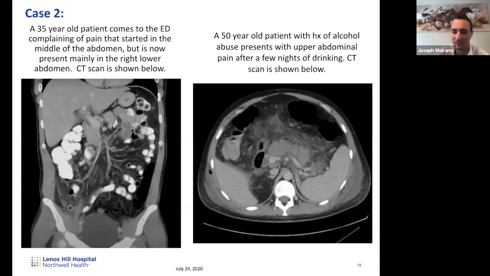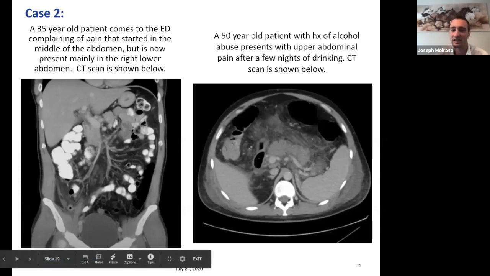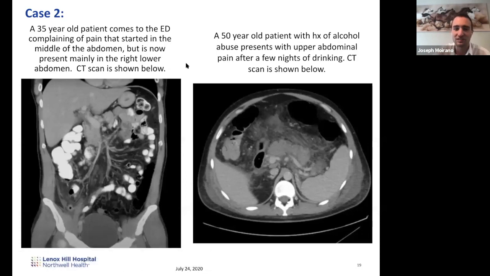Just to orient, this is going to be the right side of the patient, this would be the left side of the patient, this would be the anterior aspect, and this would be the posterior aspect. So, based on the history that I gave for these two patients, what do you think would be the different etiologies or issues that these patients are having, or just some different things they could be having based on where the pain is described?